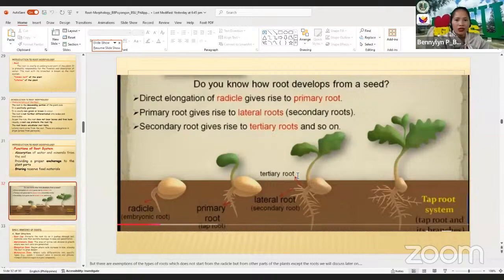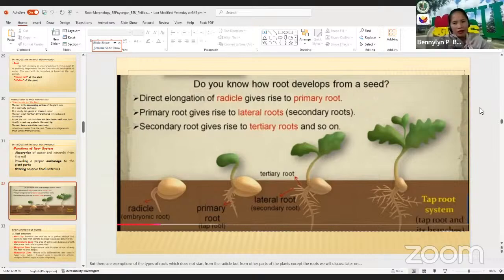Okay, so do you know how the root develops from a seed? It starts from the radicle. This one is the radicle, which gives rise to the primary root. And the primary root gives rise to the lateral roots or the secondary roots. And the secondary gives rise to tertiary and so forth. So this is an example of a taproot system.